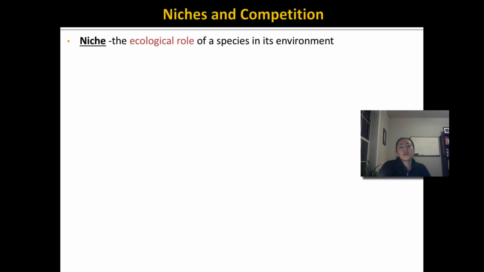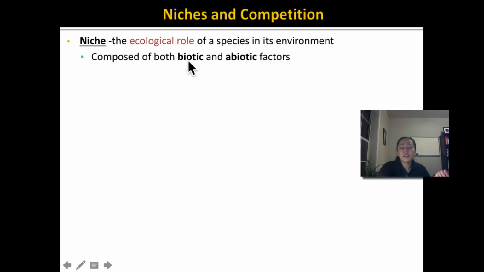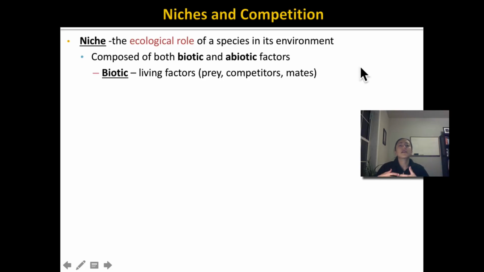The niche of a species includes both biotic and abiotic factors. Biotic factors, bio, this prefix means living, so biotic factors are any living factors that an organism might need to survive. This may include things like prey, competitors, and mates, so these are all living things.